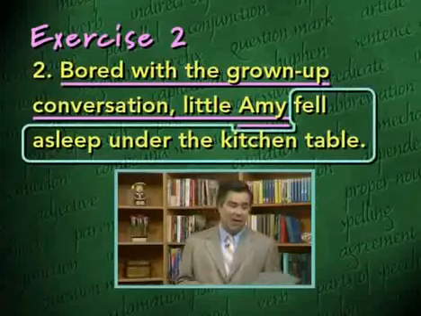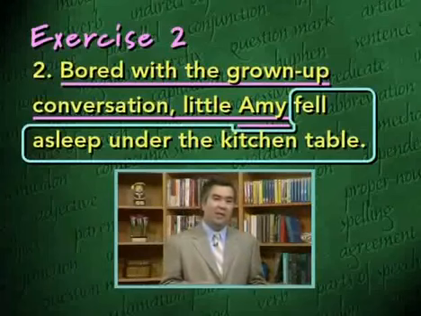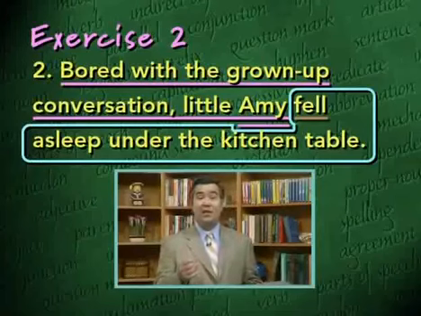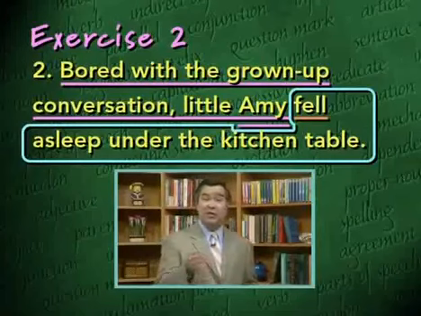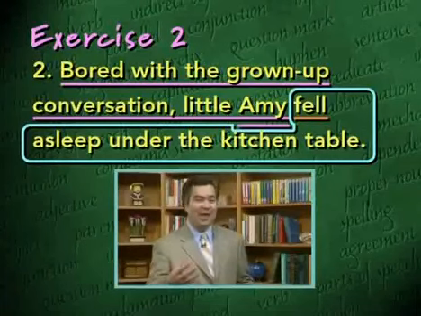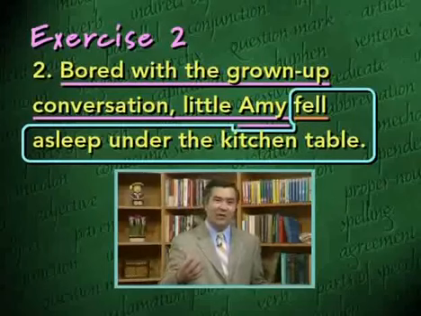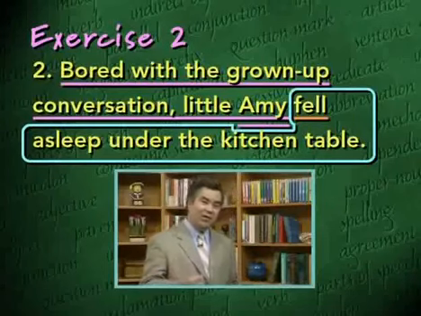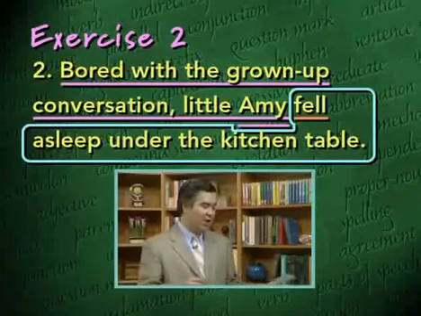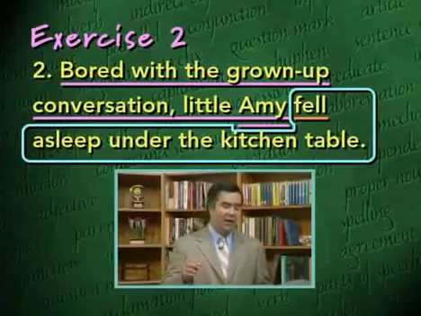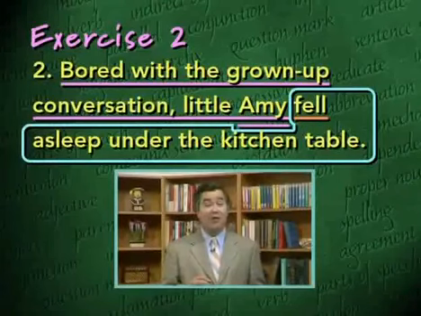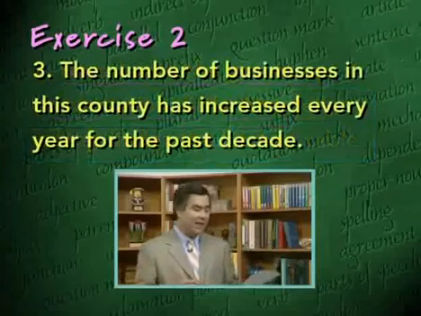The rest of the sentence is the predicate. Fell asleep under the kitchen table. Which word is the verb, the most important word in the predicate? The answer is fell. What did Amy do? She fell. The rest of the words in the predicate give us more information, specifically that she didn't fall off a ledge or off a sofa, she fell asleep. And where did she fall asleep? Under the kitchen table. So the subject is bored with the grown-up conversation, little Amy, and the predicate is fell asleep under the kitchen table. And fell is the most important word in the predicate, the verb. How about the next example?